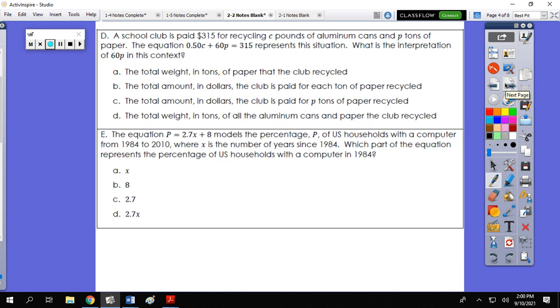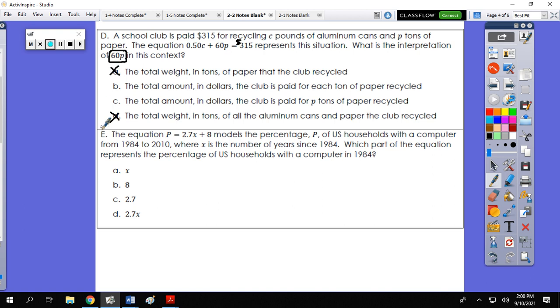Letter D, a school club is paid $315 for recycling C pounds of aluminum cans and P tons of paper. The equation 0.5C plus 60P equals 315 represents this situation. What is the interpretation of 60P in this context? Again, we have 60 times P. P is known, that's the tons of paper. So 60 times P, 60 must be, because this whole equation is in terms of dollars, 60 must be a cost, a total amount. So that should eliminate A and D. We shouldn't even be thinking weight. We should be thinking amount.